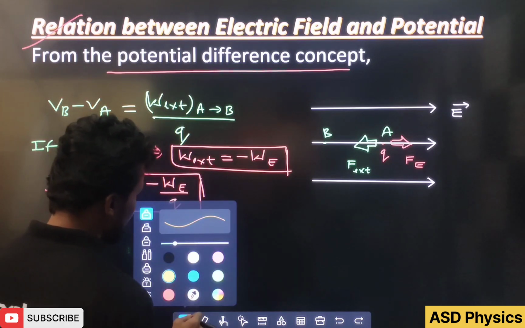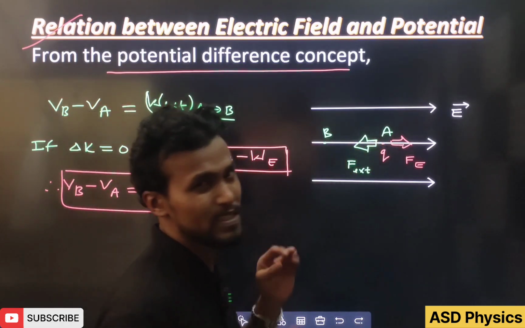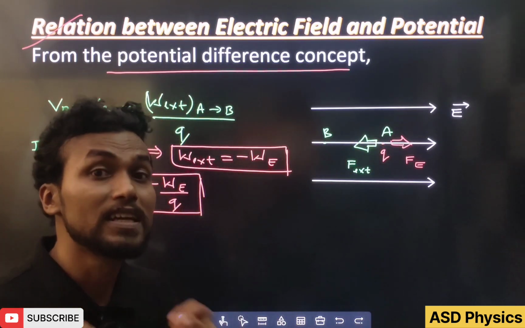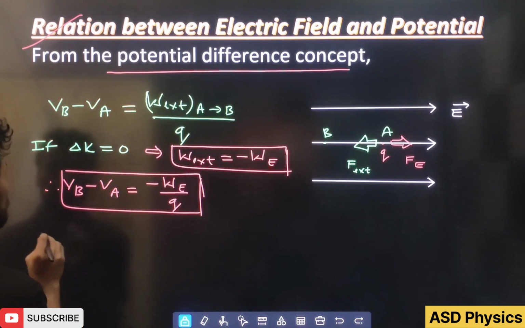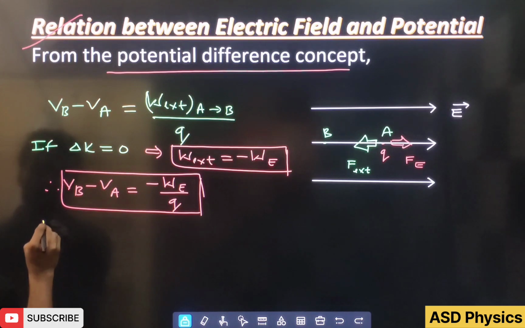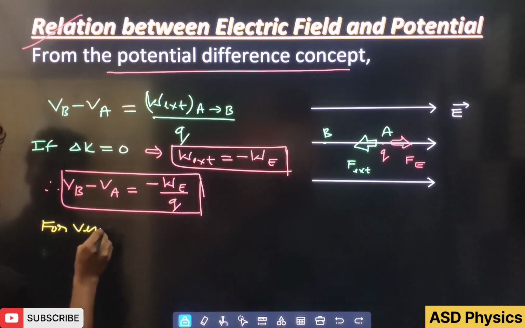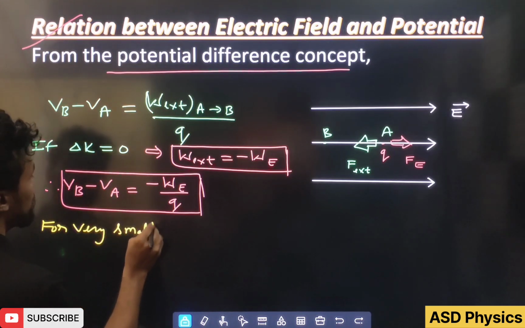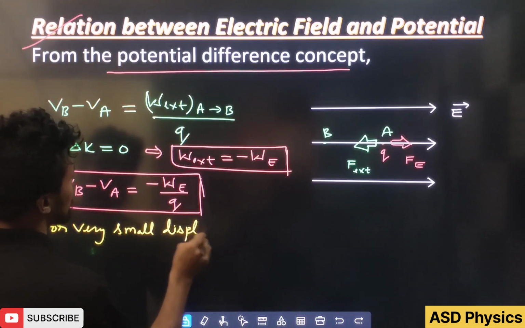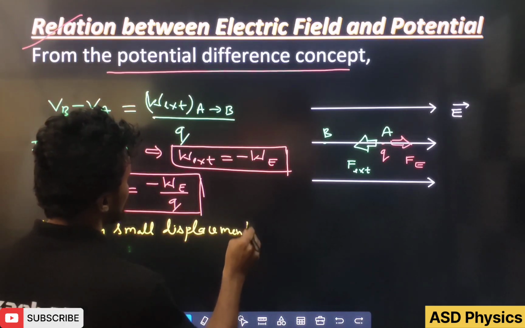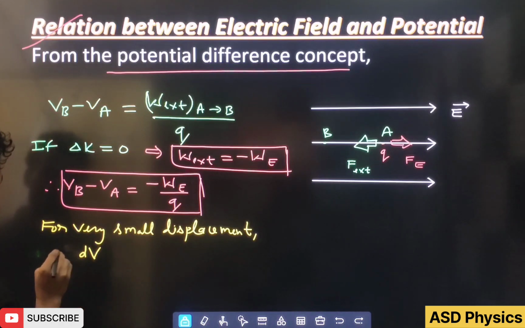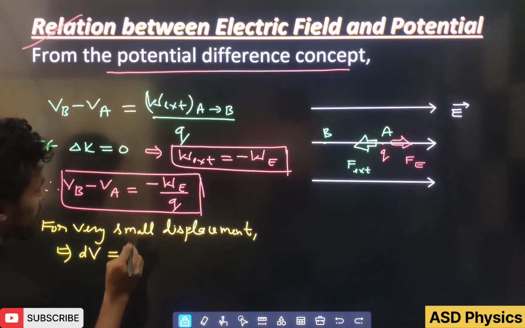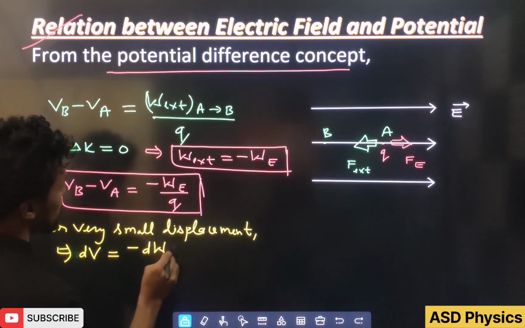Now the displacement is from A to B. If this displacement is very small, then the potential difference will also be small, and the work done will also be small. So for very small displacement, the potential difference becomes dV, a very small difference. The work done will also be small, so we can write dWe by Q here.